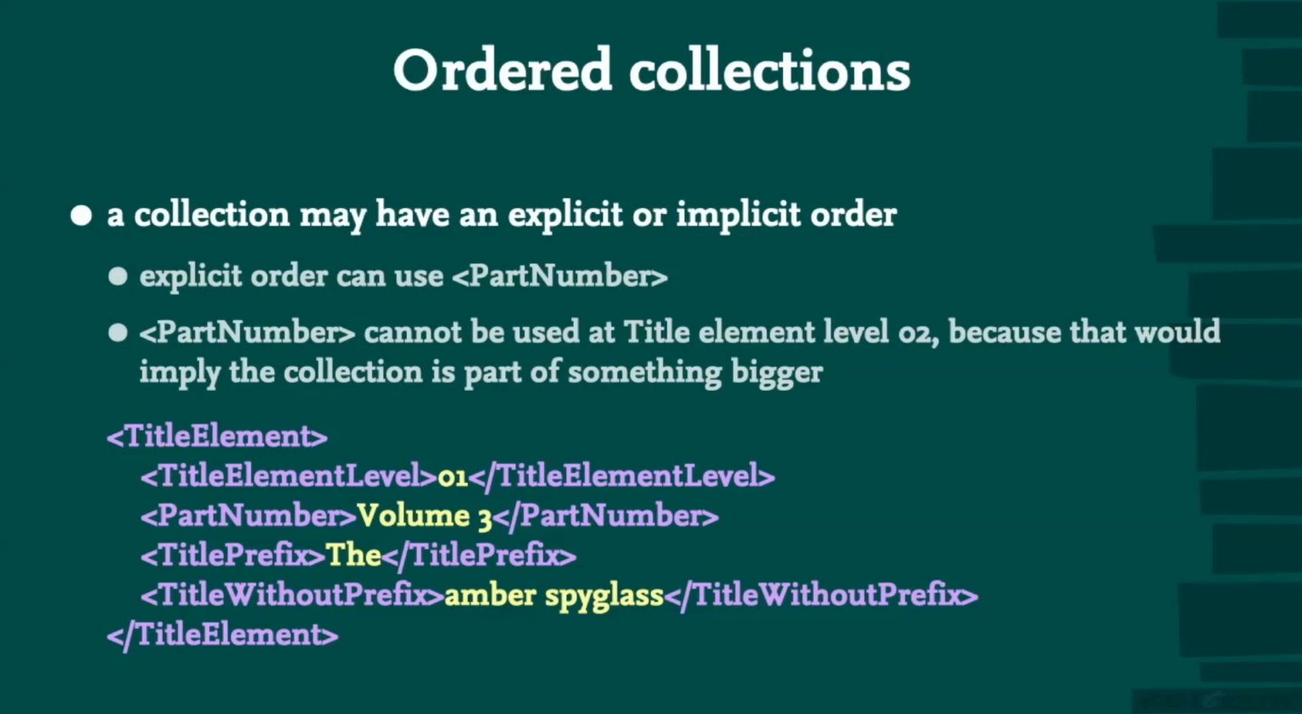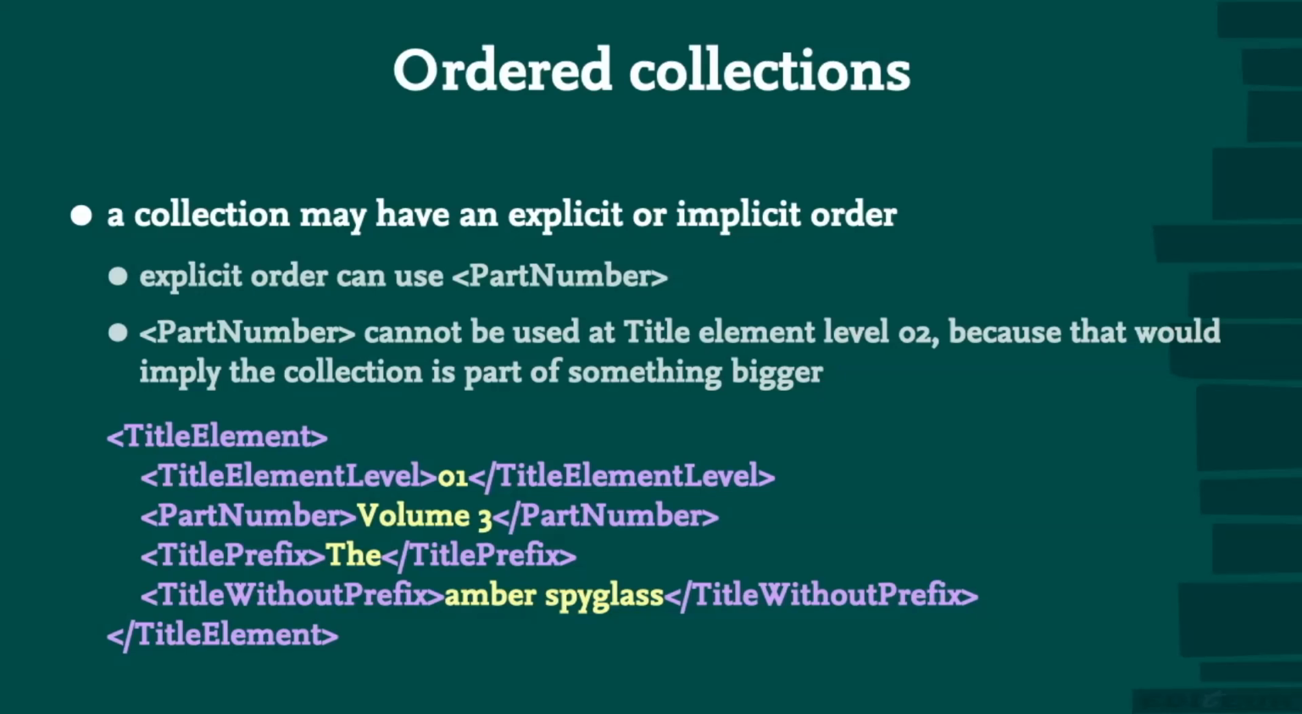Finally for today, some collections are just a bunch of books. Other collections have an order, a sequence, and this order might be made explicit on the books, or it might be implicit. Some versions of the Amber Spyglass have volume 3 in the His Dark Materials collection on the cover, and others don't. For explicit numbering, there's an XML element called part number.